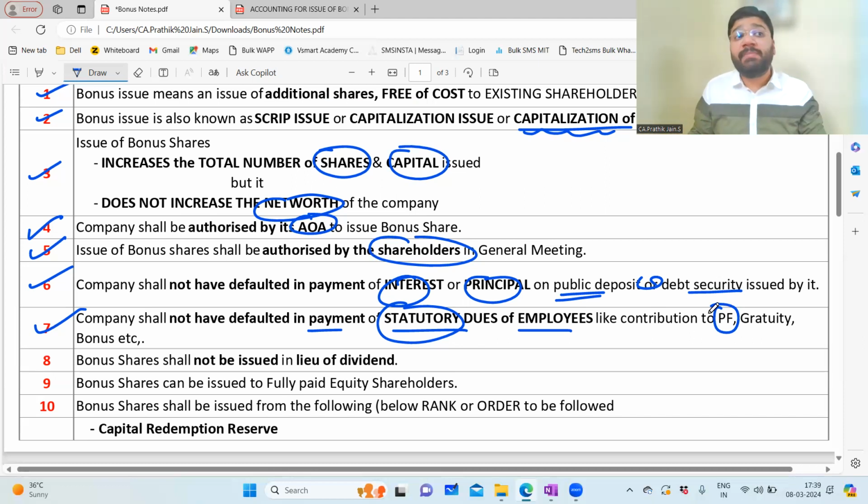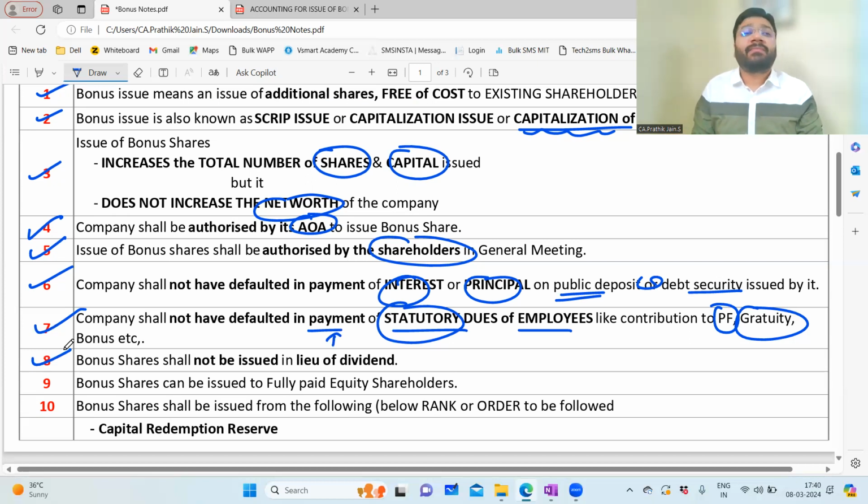And I gave you the logic behind why the government is taking this initiative also. It is for the purpose of long-term savings. So like that, there are a lot of statutory dues compelled by the government that you have to deposit to the government. By whom? By the company on behalf of the employee. So such payment, if it is not made, then you cannot issue bonus shares.